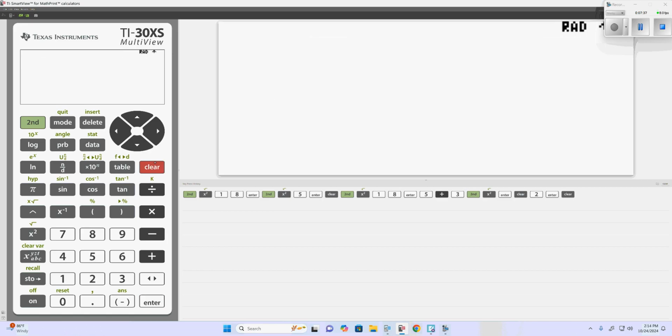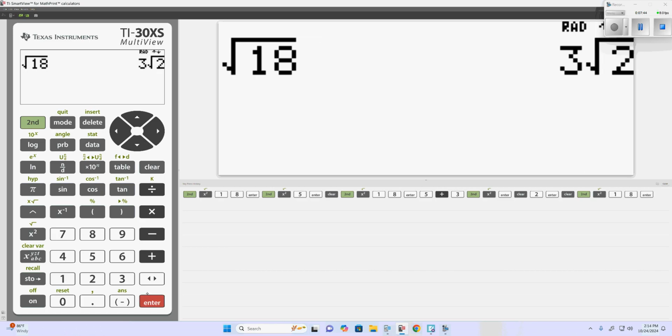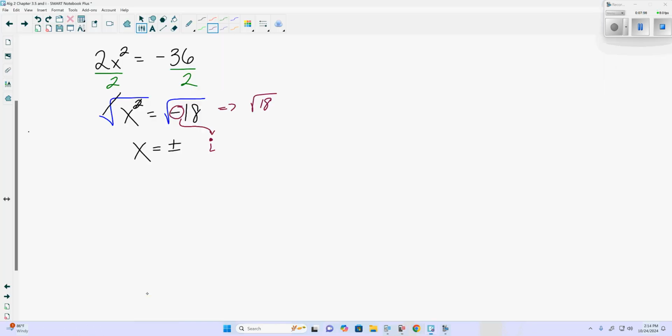Now the TI-30XS, the yellow calculator, can't take the square root of a negative number. But we know that negative is going to come out as i. So we remove the negative as i and just tell it, hey, take the square root of 18, which is 3 square root of 2. So it tells us the square root of 18 is 3 square root of 2. But that also means that the square root of negative 18 is 3i square root of 2.